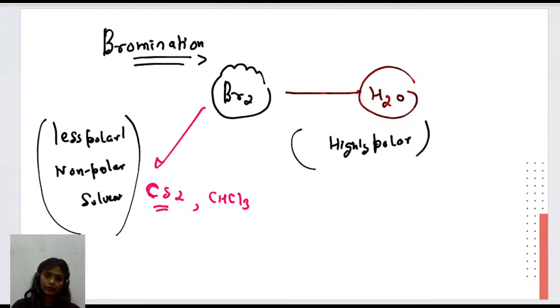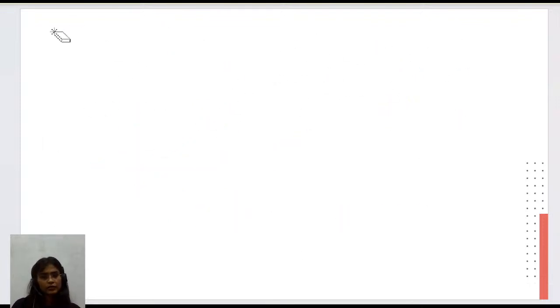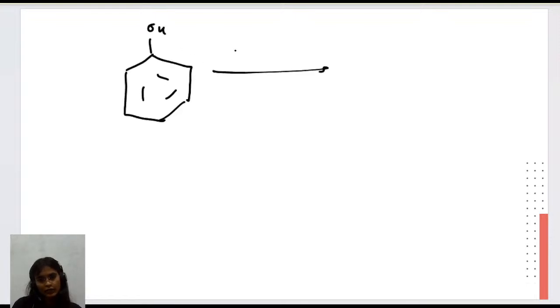Okay, highly polar. So let's discuss the bromination now. Let me write on a single slide only, so that you are able to understand my point. Let's suppose this is a benzene, and it's a phenol. So in the first case, if you're using bromine, and yes, it's a really important topic again, like HNO3.